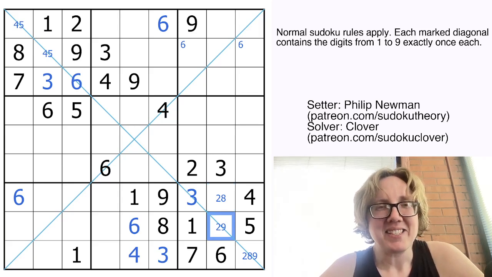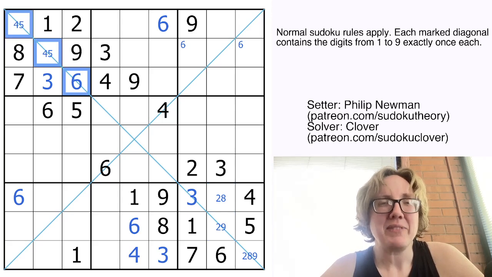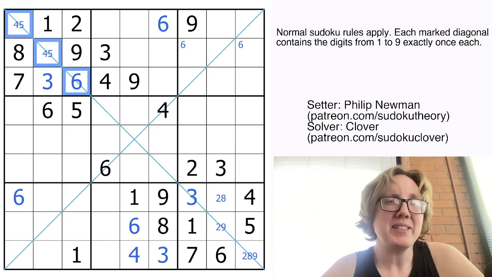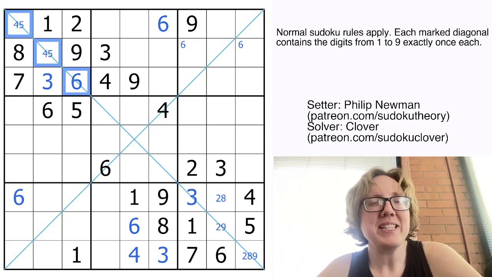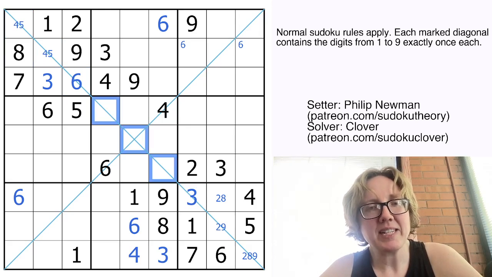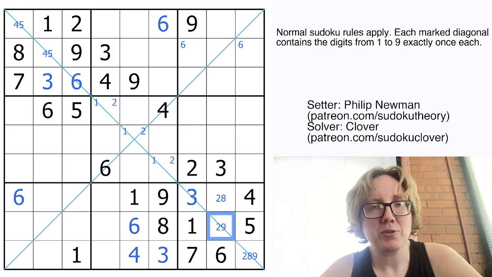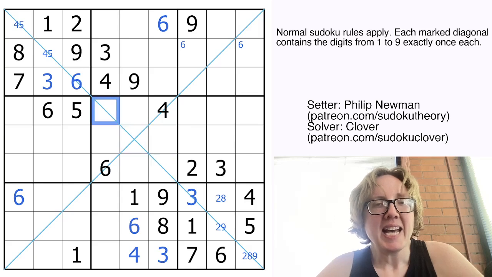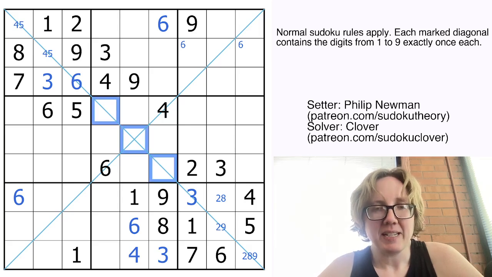Let's look at diagonals again for a minute. So I have 4, 5, and 6, right? So what I still need, those are the medium digits. I still need the low digits and the high digits. I've got a 3, so the low digits I still need are going to be 1 and 2, somewhere along here. And I'm also going to need 7, 8, and 9.